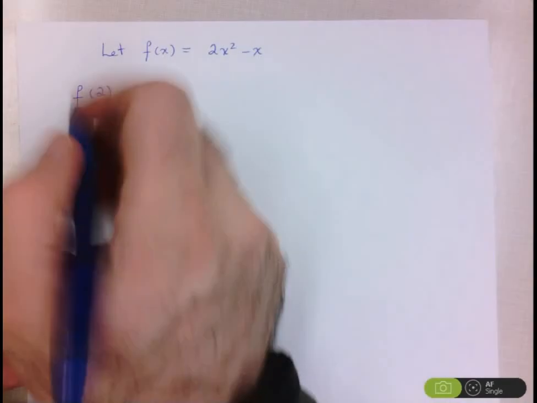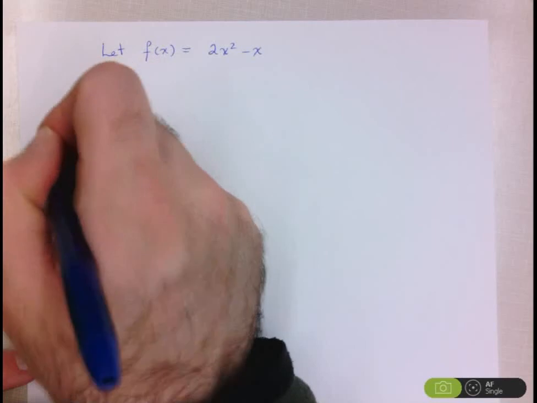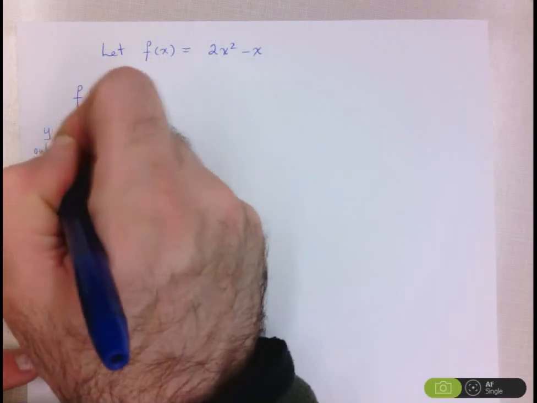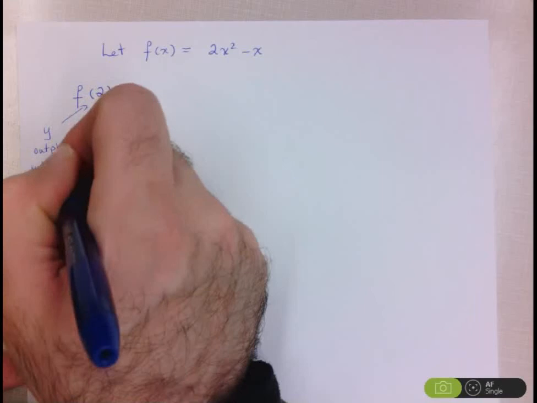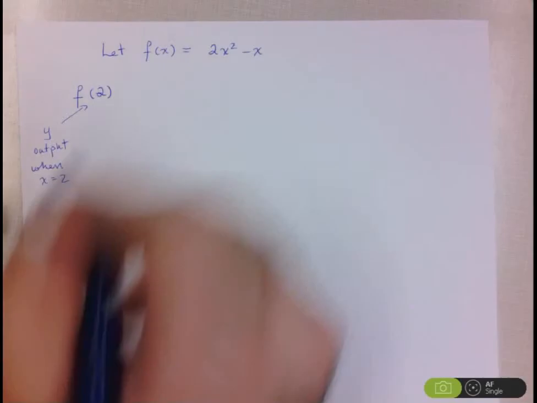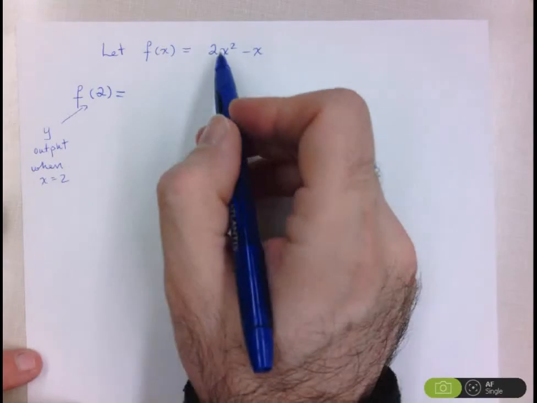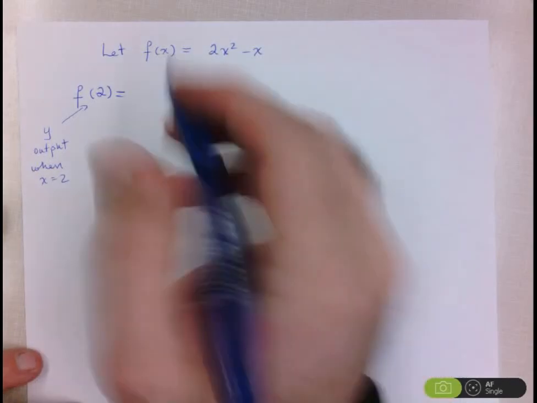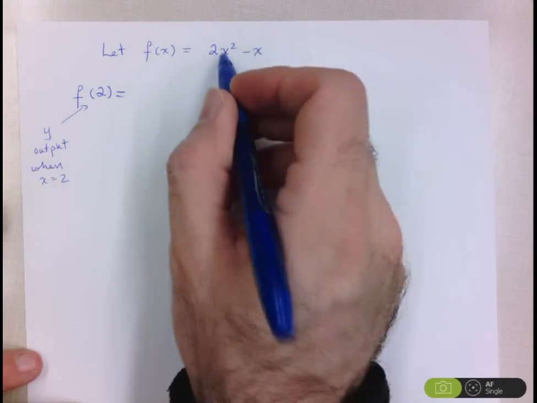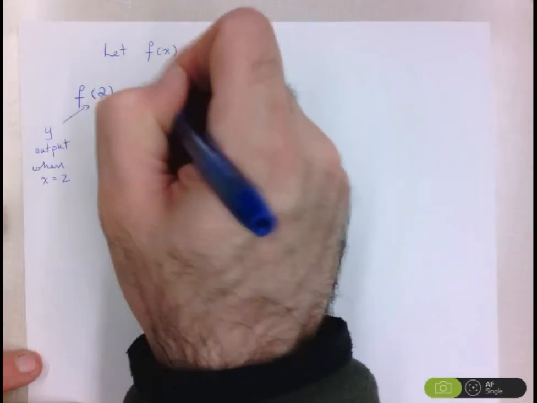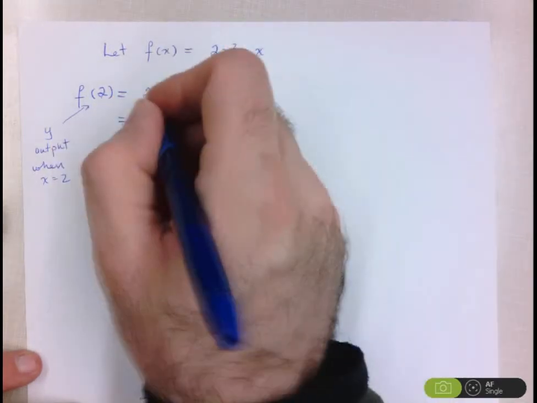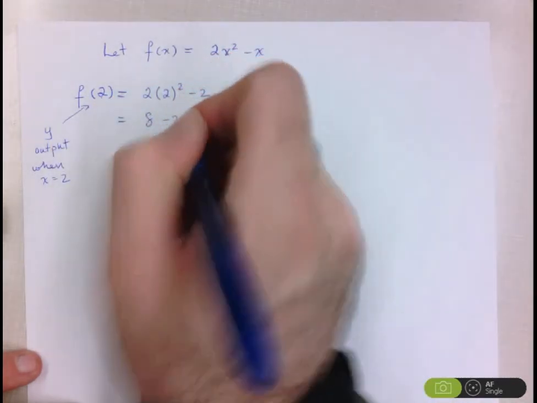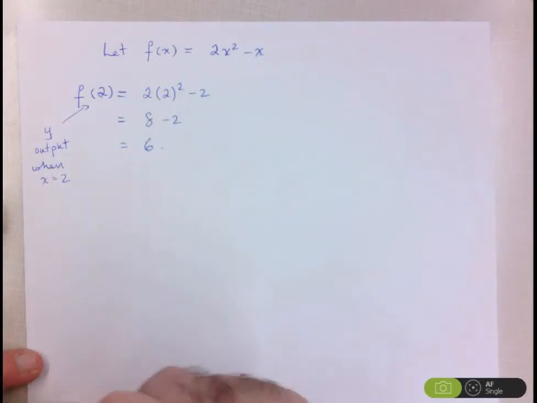How would I calculate? Remember that this represents the y value, the output, when the input is equal to 2. And I use my equation to determine that output. Wherever I see an x, I'm now going to replace it by 2. So 2 times 2 squared minus 2. So what do we have? 2 times 4 is 8, minus 2 equals 6.